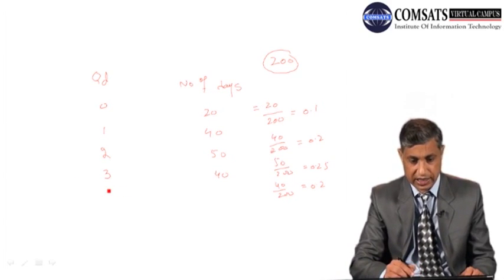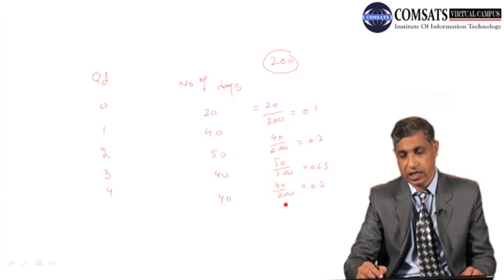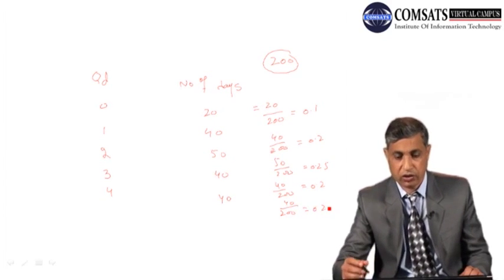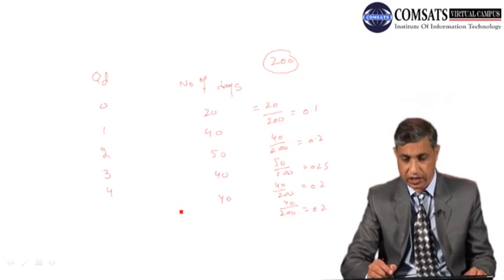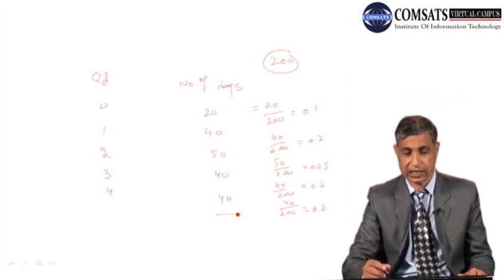So we are just here, this is 4, and I say that it was also observed here, this is 40 by 200. So this is 0.2. And look, is there a total number? If I total these, it goes to 80, 130, 170 and 190. Still 10 days are left.